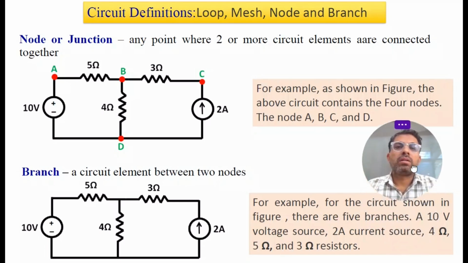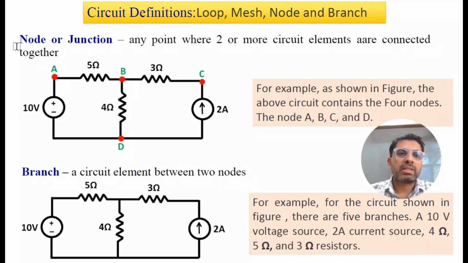Good morning, everyone. So today we will see the topic that is circuit definition. So what is loop, what is mesh, what is node, and what is branch. Now these four terms are very much important to solve circuit analysis, or the KCL, KVL, or superposition theorem. Now we will see one by one.